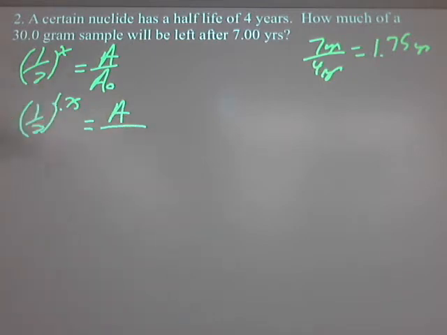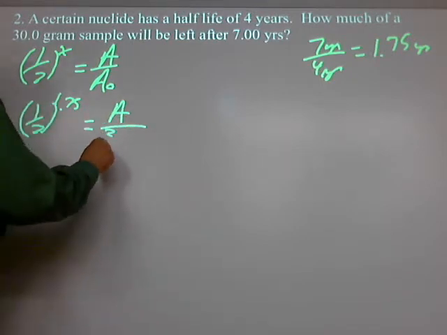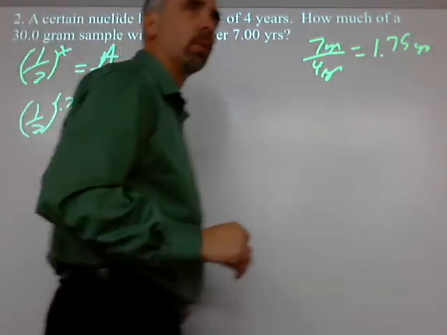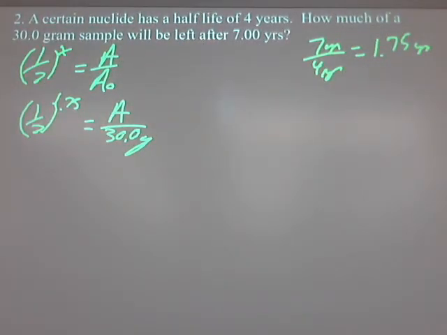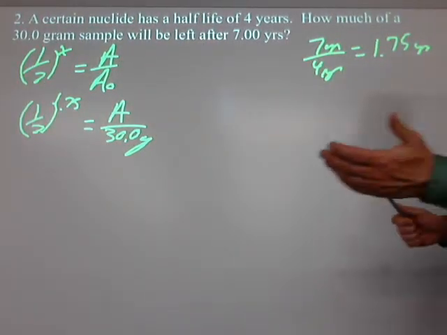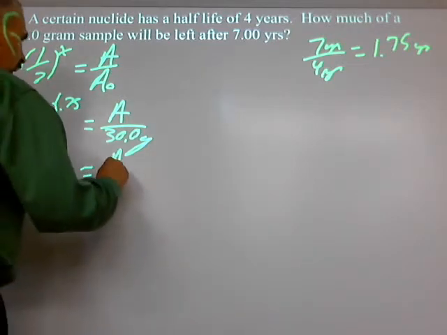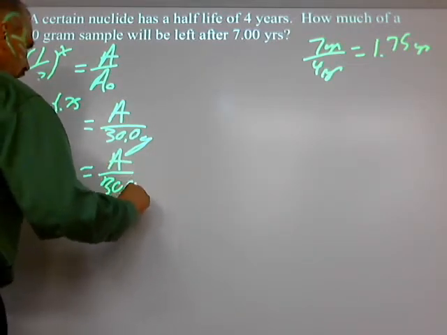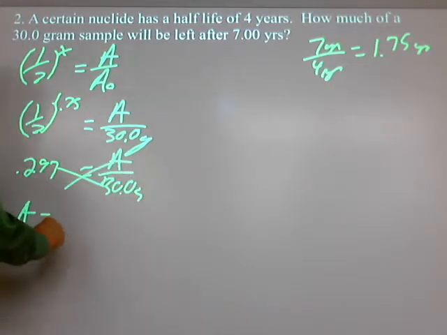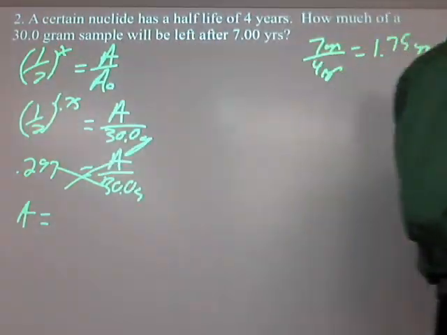What was A sub 0? What was the initial amount you had? 30.0 grams. Everybody good with all that? Okay, now how do I plug this in? If you don't know, you should be doing it with me right now. All right, 0.5, raise it to the 1.75 power. What do I get for that answer? 0.297. Anybody else get that? Is that right? Okay. 0.297 equals A over 30.0 grams. Cross multiply. How much is left that's still radioactive?